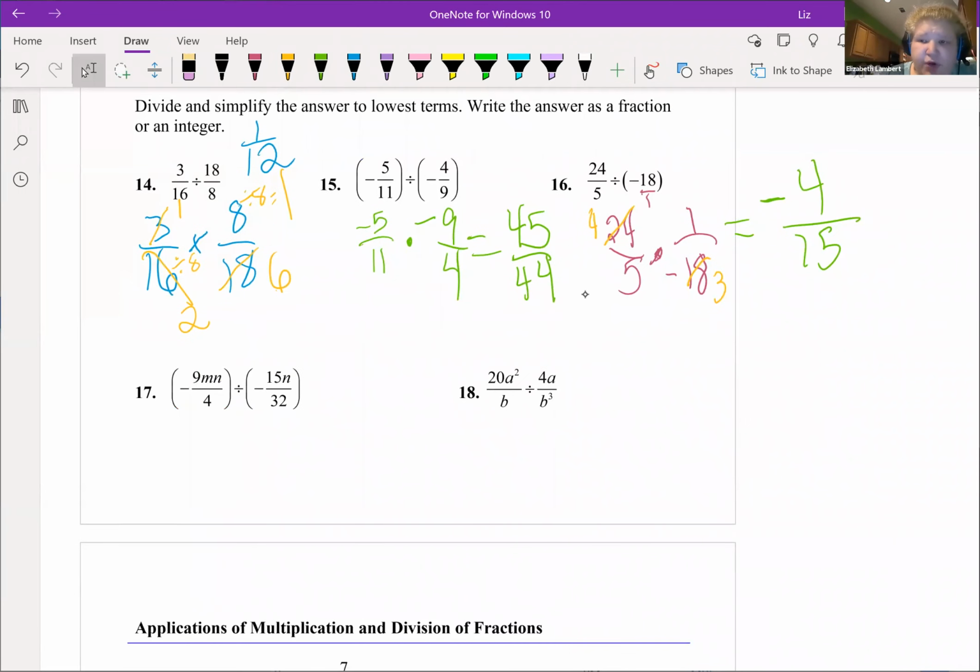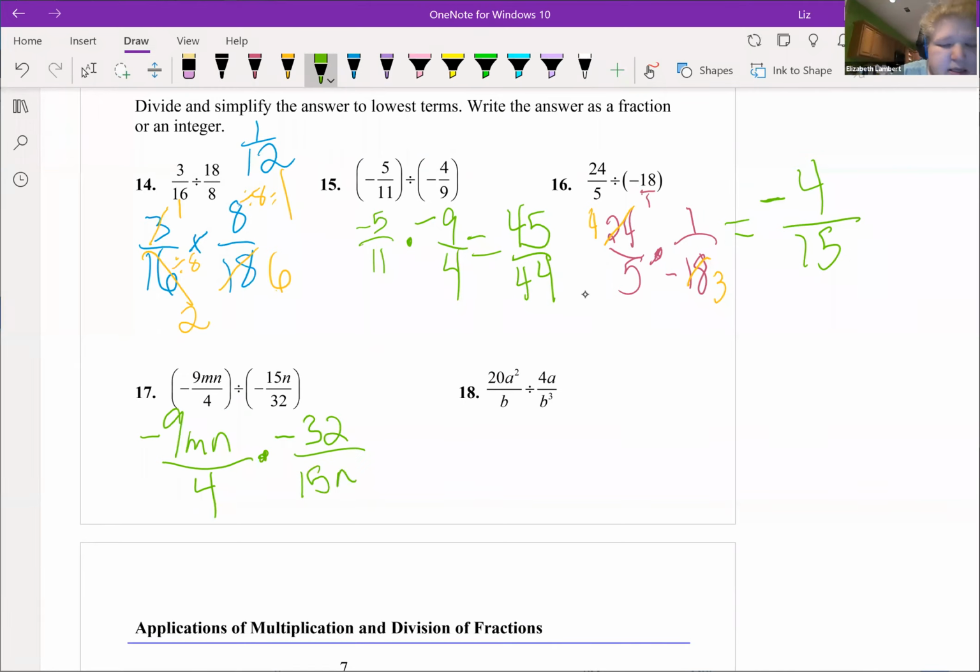Like, you're responsible for knowing how the variables will cancel here, but the number crunching part, you can let the calculator do it. So like 17 here, well, let's do our flip, keep change flip first. So a negative 9mn over 4, change it to times, still negative, but the 32 is on top, and 15n is on the bottom.